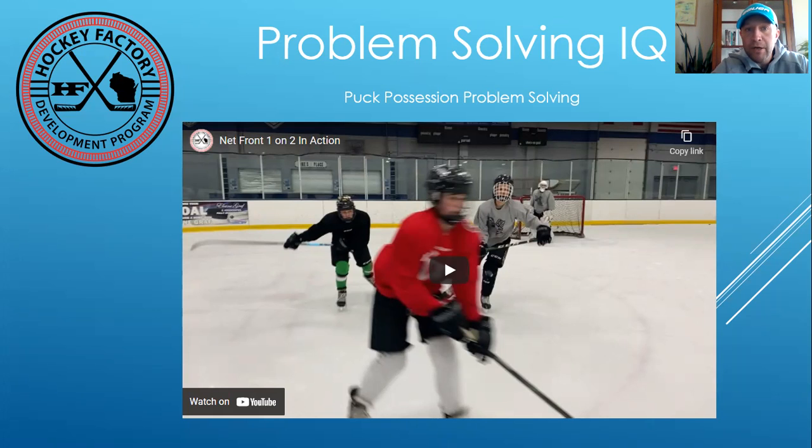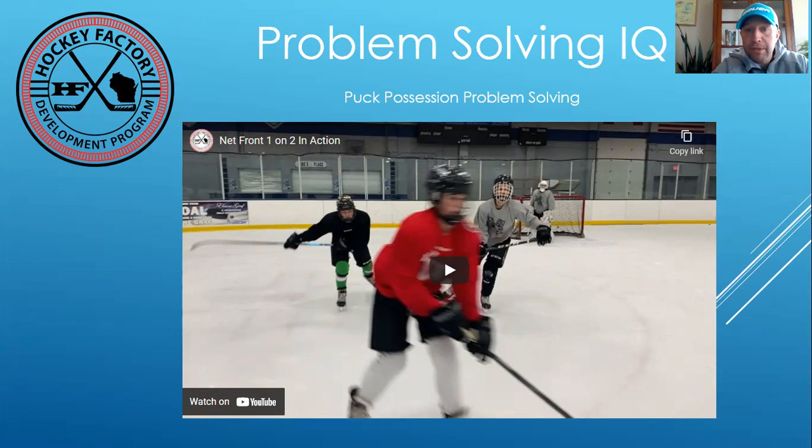But right here on the first screen, we have our puck possession problem solving IQ. What you'll see here is a coach is going to be shooting the puck in on net. That's what we call our 1-on-2 net front battle here. You'll see the inside defender is the guy who's going to be trying to get the puck from off the rebound, take it from a high contested area, which is in front of the net, to a low contested area, which we've deemed behind the net. From there, we're asking the defender to then skate the puck out of the zone while two skaters are coming at him trying to take the puck away and score.